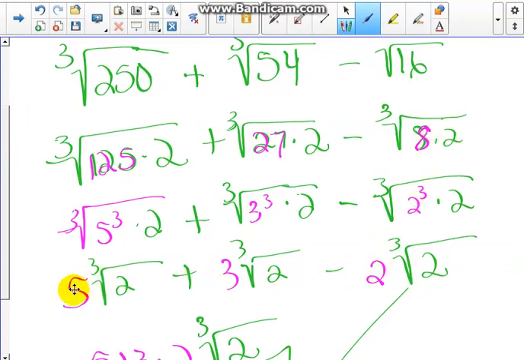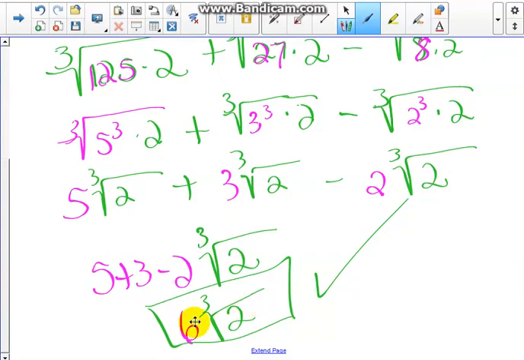So everything came down to like radicals. So 5 plus 3 minus 2 becomes 6 times the cubic root of 2. And that was your got it.